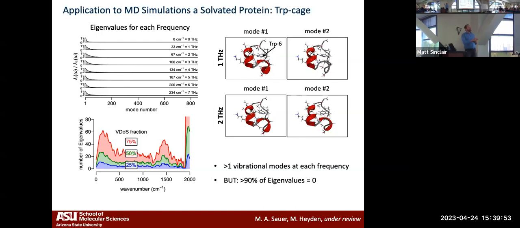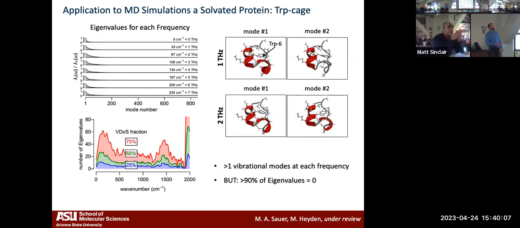Now, what I'm showing you here are the eigenvalues relative to the first one as a function of the degree of freedom and the number of the eigenvalue. And you can see that, of course, it's more complicated now. It's not just a two-dimensional system where you have one eigenvalue that tells you everything and the other one is zero. But you can see that out of the 800 eigenvalues, only the first few are actually non-zero.